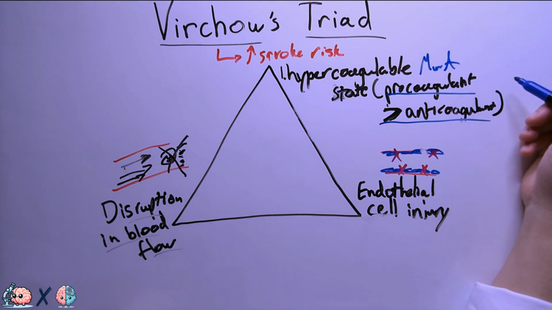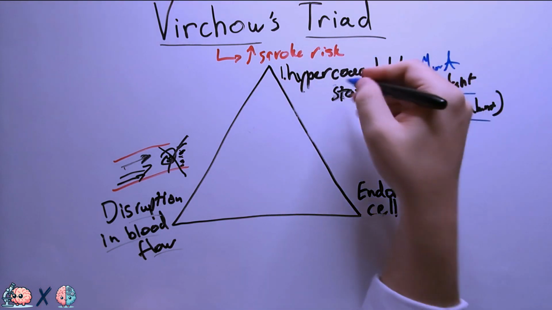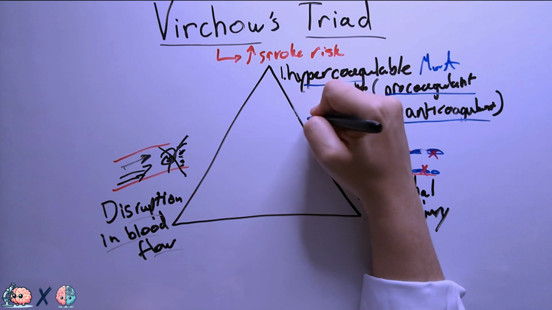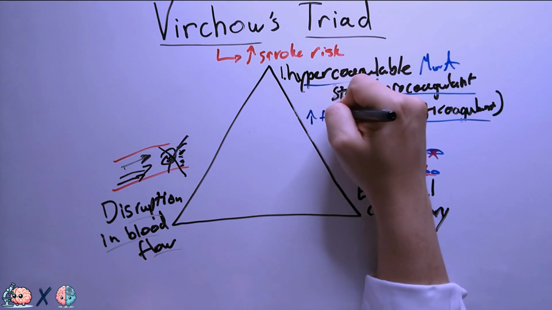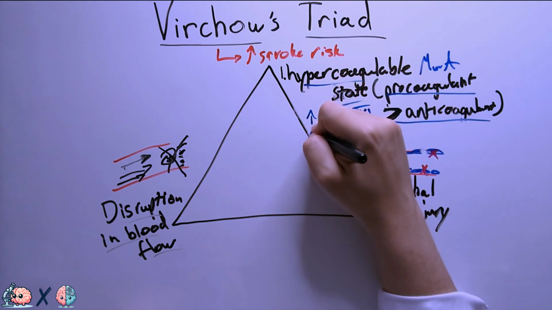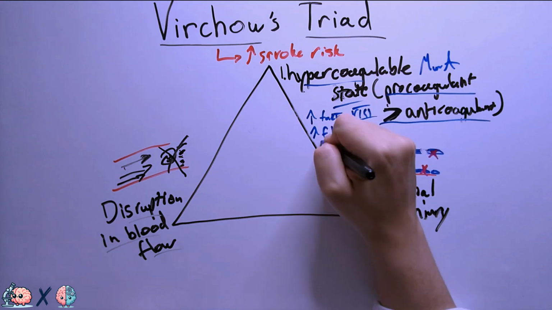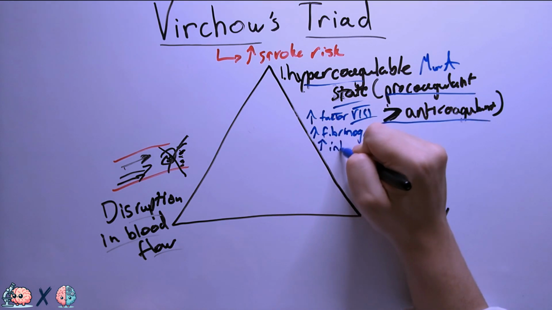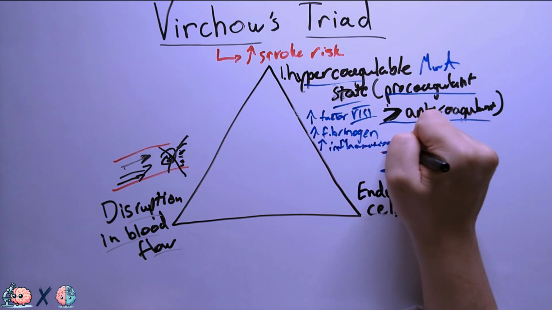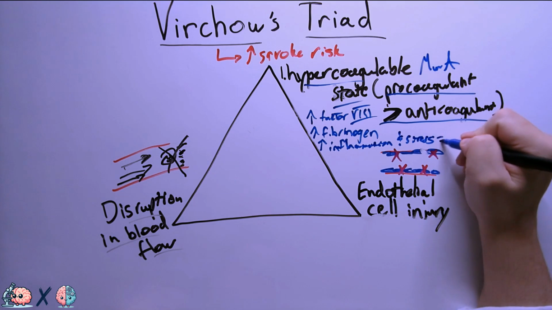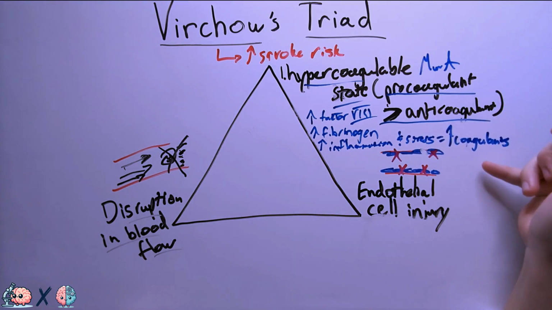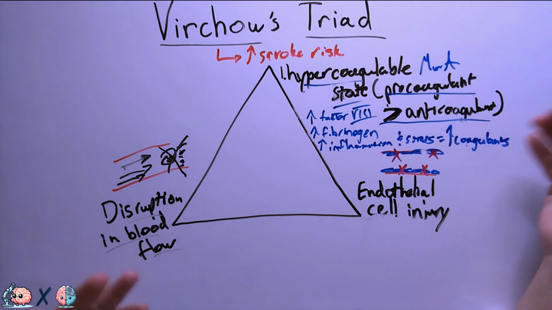But just for a quick summary, what does this mean in regards to the hypercoagulable state? There's an increase in factor 8, just a quick summary. There's an increase in fibrinogen, which we talked about. There's an increase in inflammation and stress, which results in an increase in coagulants. And otherwise, it increases the proclotting tendency.